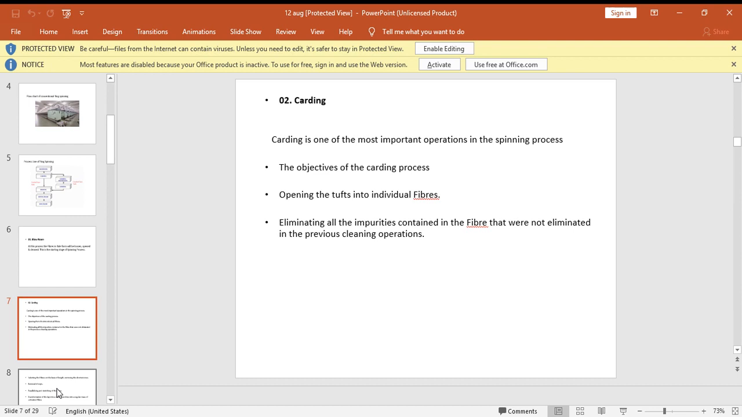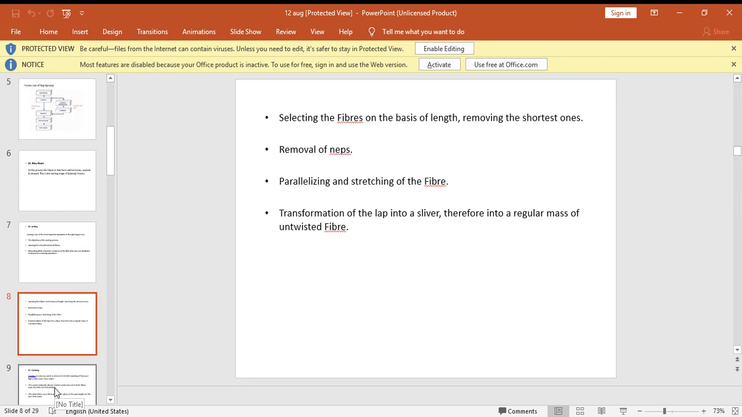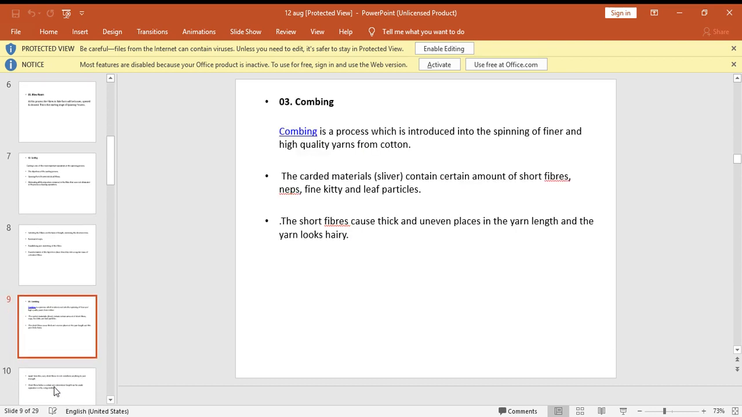Carding is one of the most important operations in the spinning process. The objectives of the carding process are opening the tufts into individual fibers, eliminating all impurities contained in the fiber that were not eliminated in the previous cleaning operations, selecting the fibers on the basis of length, removing the shortest ones, removal of neps, parallelizing and stretching of the fibers, and transforming the lap into a regular mass of untwisted fibers.